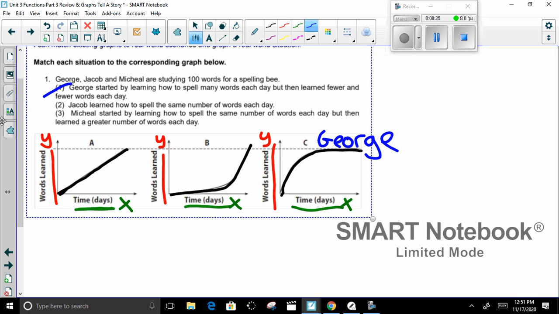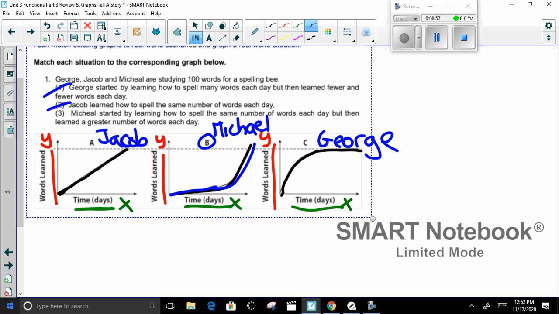Jacob learned how to spell the same number of words each day. Which one does it look like he was doing the same thing every day? Looks like this would be Jacob, the first one. Now we got Michael, who started by learning how to spell the same number of words each day. So it kind of stayed steady here, the same each day. Then he learned a greater number of words each day. So then it increased. He learned a lot more. So this would be Michael.